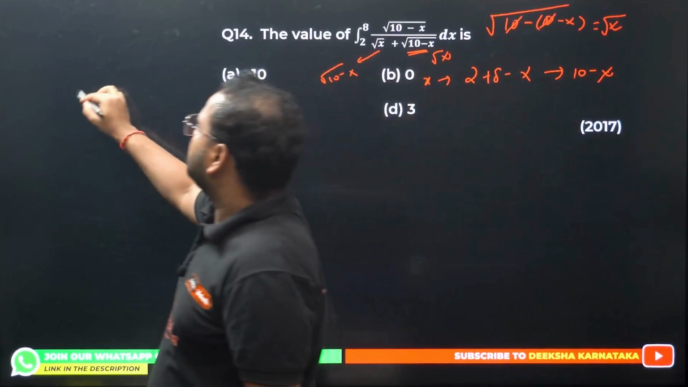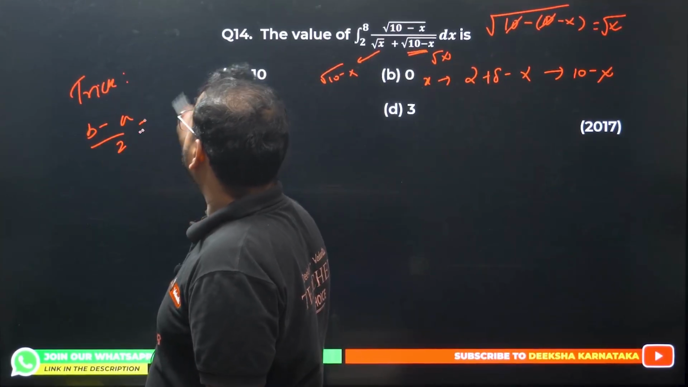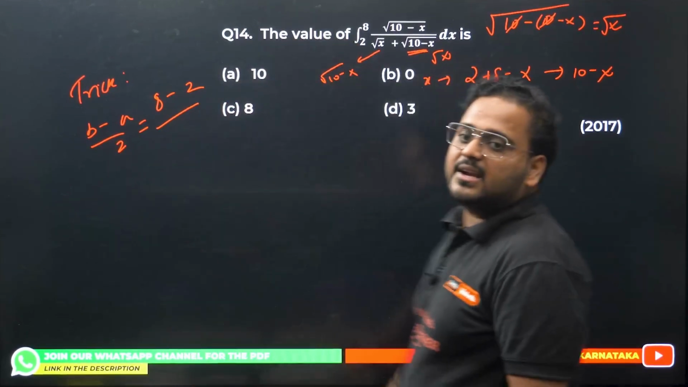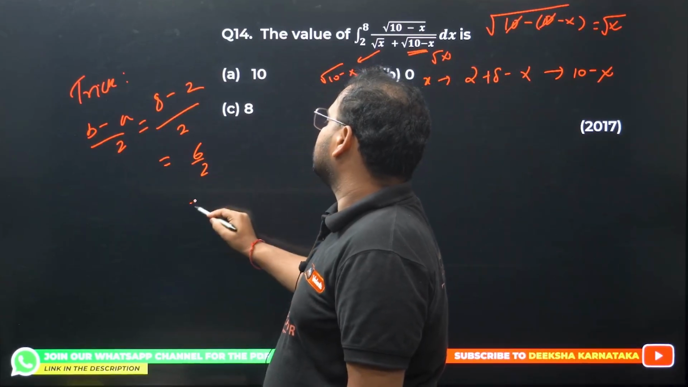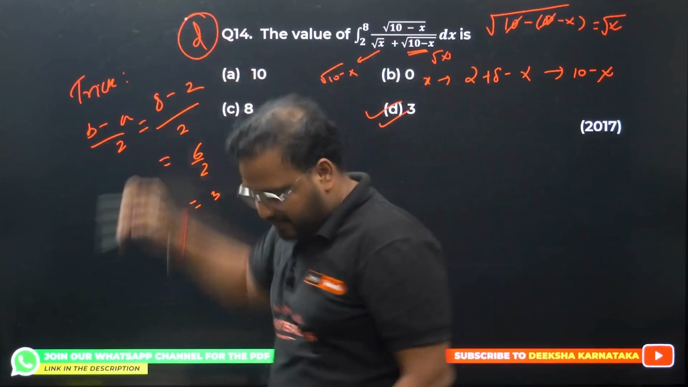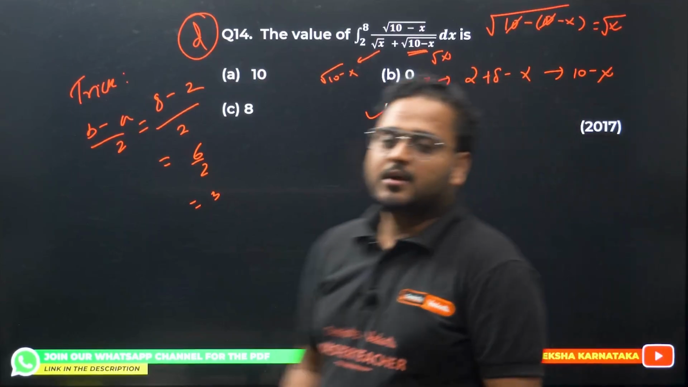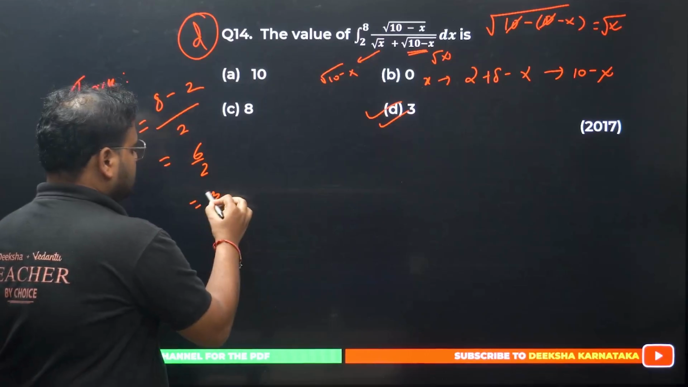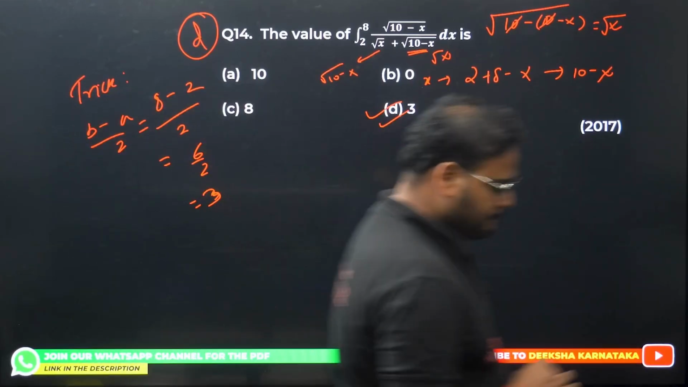What is the result? Use the trick. B minus a by 2. What is b? Upper limit 8, lower limit 2, divided by 2. What is the answer? 6 by 2. What is the answer? 3. Option D. Almost every year, this question has been asked. This is a different integral property. One question has been asked every year on this. This is 3, okay? Please check. Have a look.